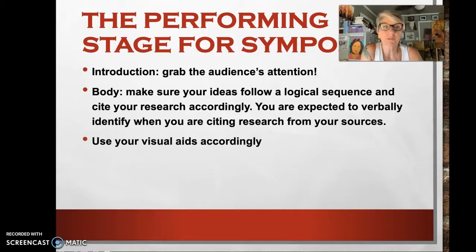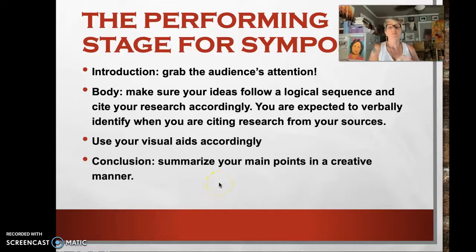Know what visual aids that you need and what you don't need. In a symposium, you're not having a whole bunch of visual aids. In fact, oftentimes in symposiums or presentations, no one has any kind of visual aids. It's a verbal explanation of things.